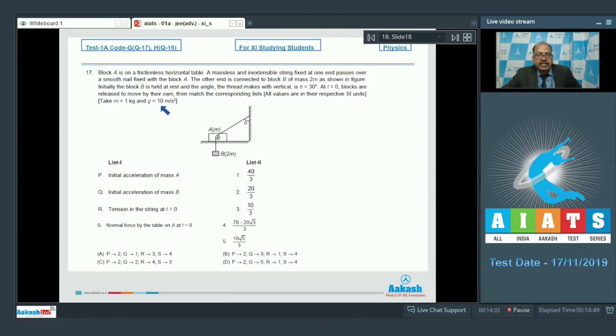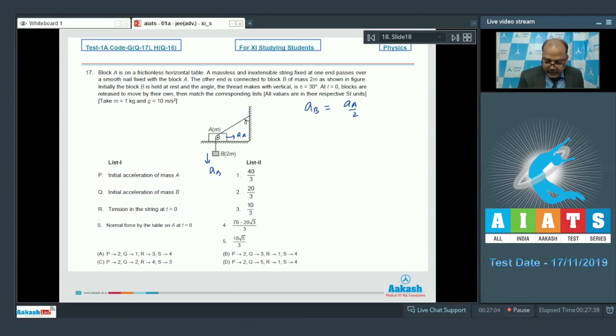Take m equal to 1 kg, g equal to 10 meter per second square. Initial acceleration of mass A. Let's look at the free body diagram. It's clear this is the direction of aA initially, and this is the direction of aB initially. The constraint relation is that aB is equal to aA by 2.